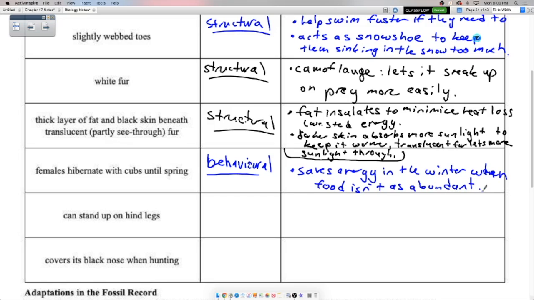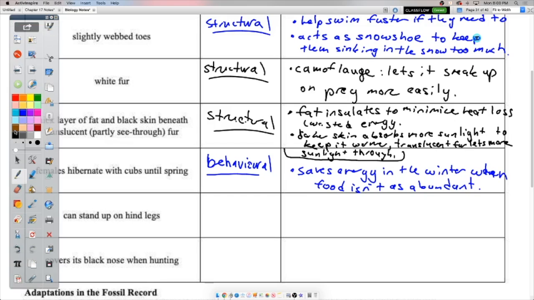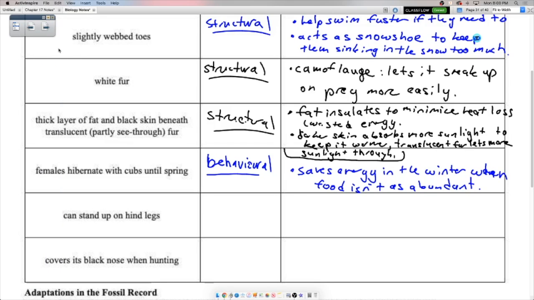Okay, can stand up on hind legs. Now, the wording of this kind of leads me to say two things. So, yes, standing up on hind legs, that's definitely something it does. That would be behavioral, right? But the fact that it can stand up on hind legs, that kind of is structural. You have to have the right bone structure to be able to stand up on hind legs. Okay, so I'm going to say this one's kind of both, depending on which part you're focusing on.